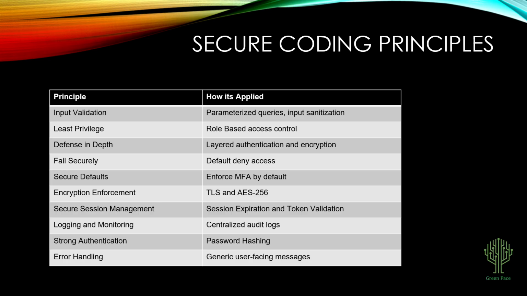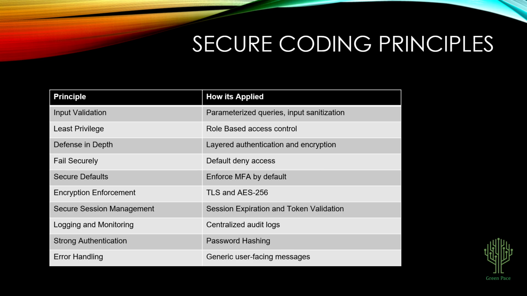Second, least privilege ensures users only have access to what they absolutely need. This is applied through role-based access control to reduce the risk of privilege escalation. Third, defense in depth means we don't rely on a single security control. Instead, layered authentication, encryption, and logging mechanisms work together to reduce overall risk.